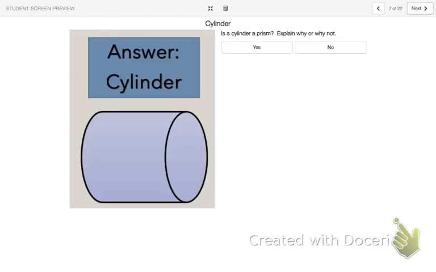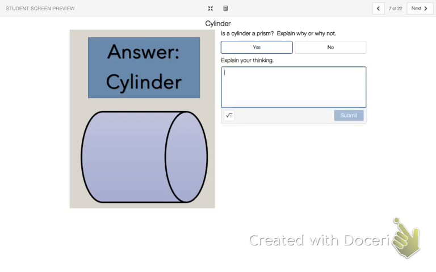Did you answer cylinder? Because that's what it's called. Alright, right now, what do you think? Is a cylinder considered a prism? Explain why or why not. So you'll press yes or no, and there'll be a box for you to explain your thinking.